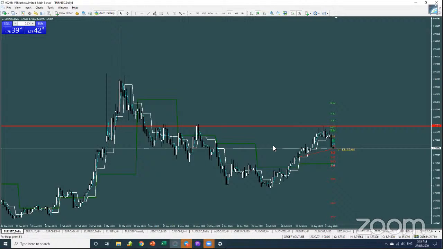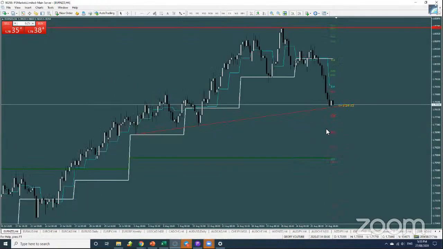Euro Kiwi daily chart. It's moving, so it has to be updated. Yeah. What's the matter? Why is it not updated? Why do you think it's not updated? That's the 4-hour chart at the moment, and yeah, it's all good.